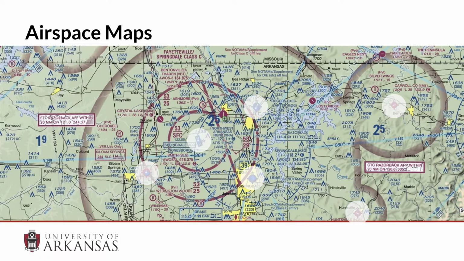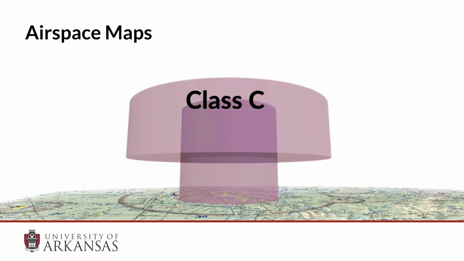One concept around airports where there's often confusion is the concept of shelves in some classes of airspace near an airport. This is where our 3D thinking comes into play. Let's review some of the maps and annotations to help us navigate airspace.